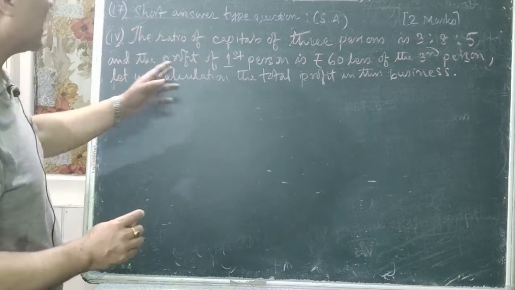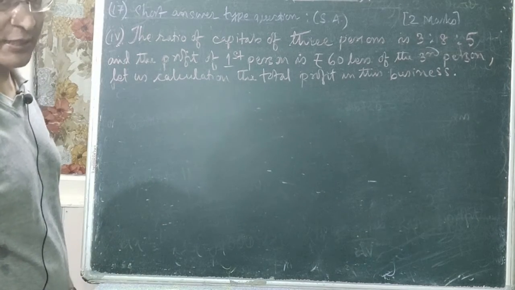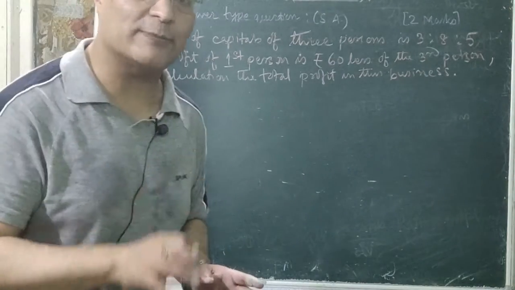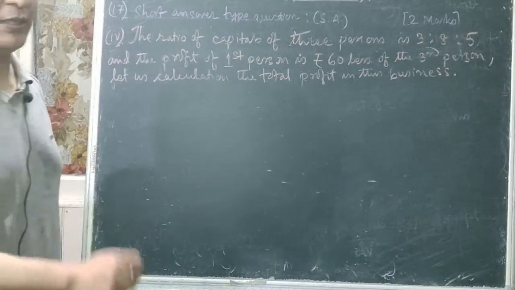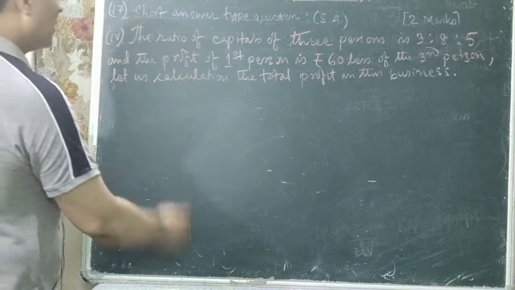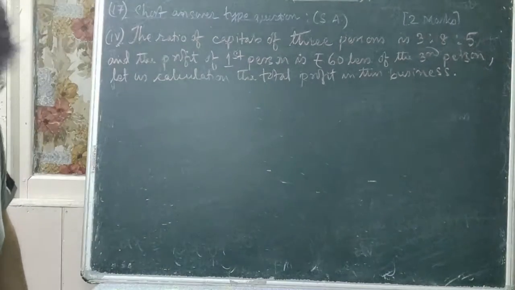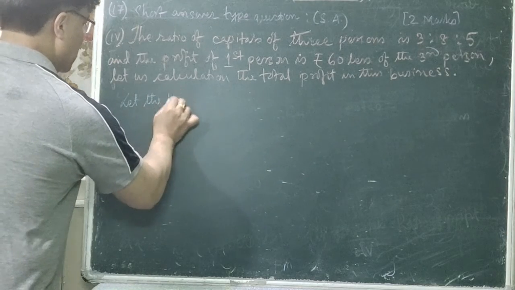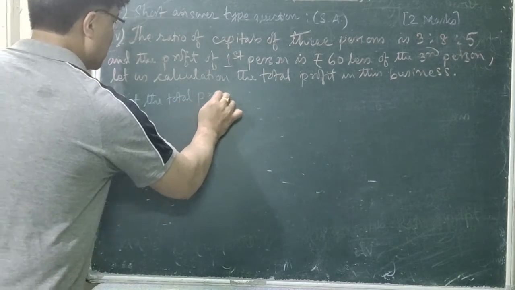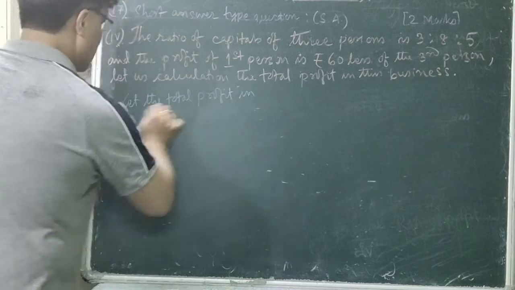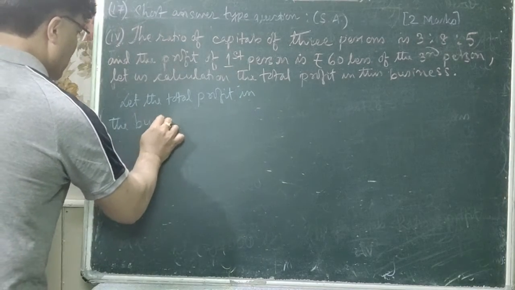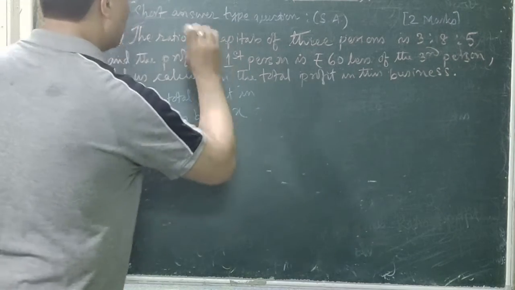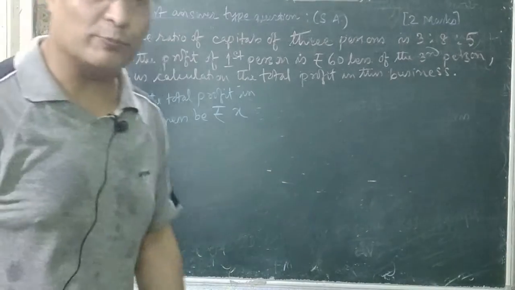बुझ्यो? So let us calculate the total profit in that business. You have to find out the total profit in this business. त्यो business मा चाहिँ total profit कति छ त्यो निकाल्नु पर्छ. So let us solve it now. Let the total profit in the business be rupees X. Suppose total profit in the business कति भयो, rupees X.